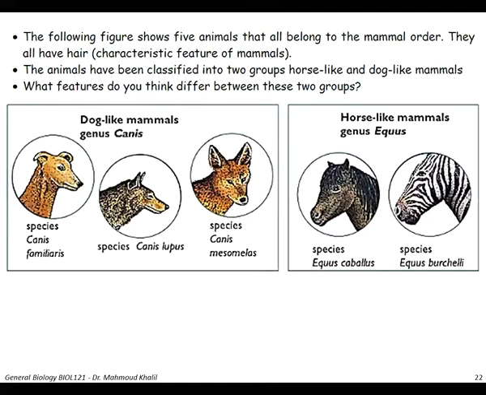The position of the eyes on the sides of the head enables the prey to look at a wider region, to look out for the predator. Is it convincing? Yes. Okay.